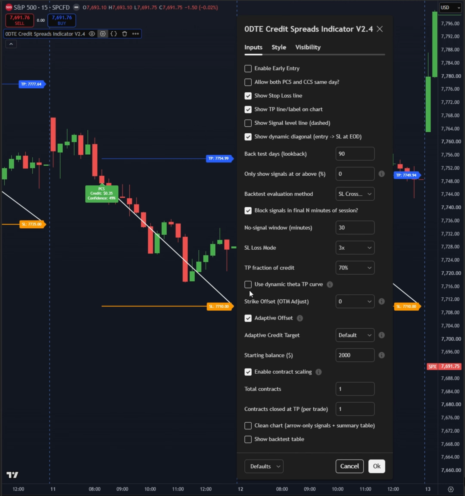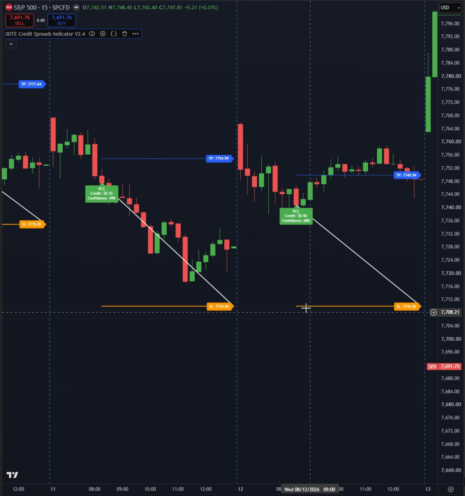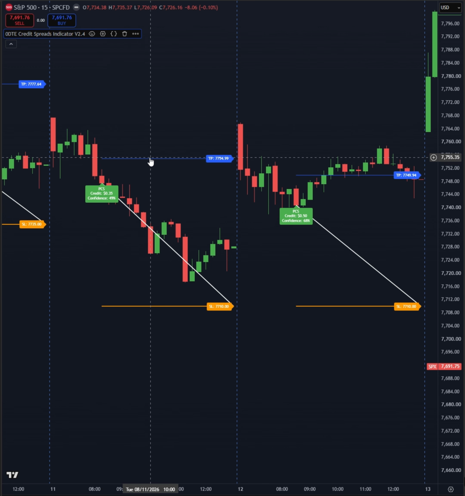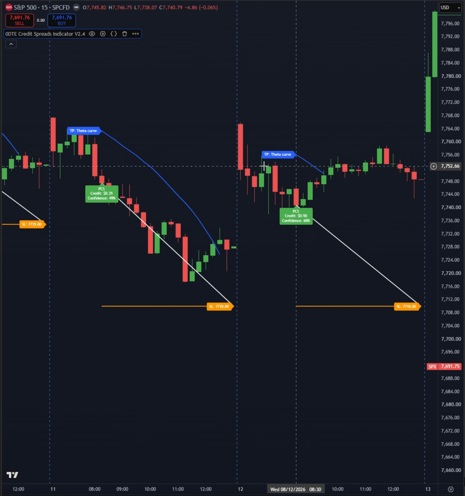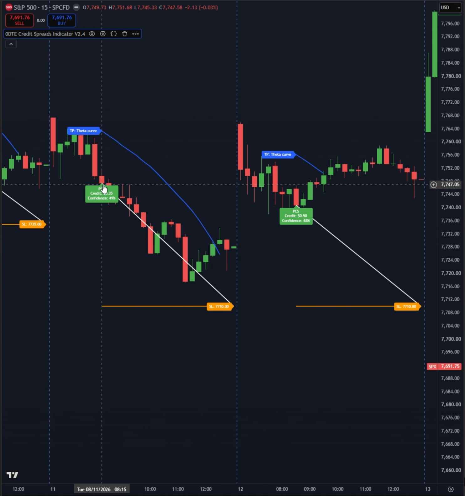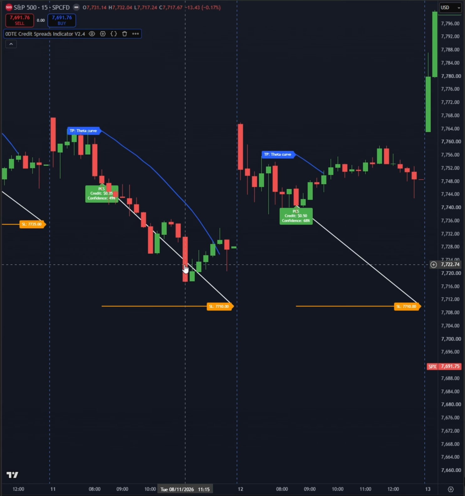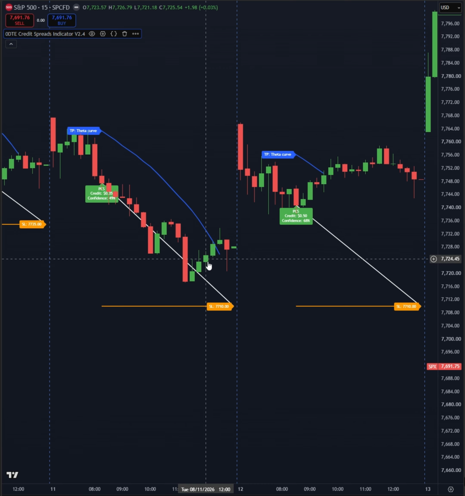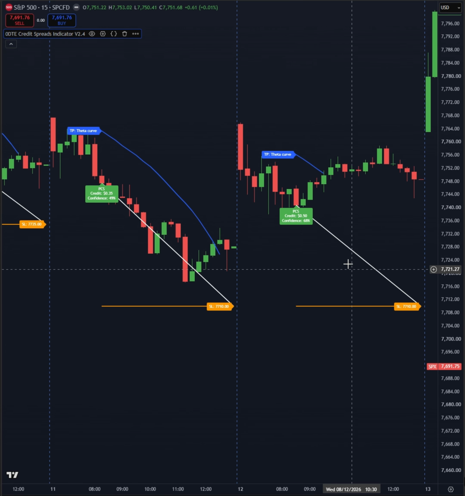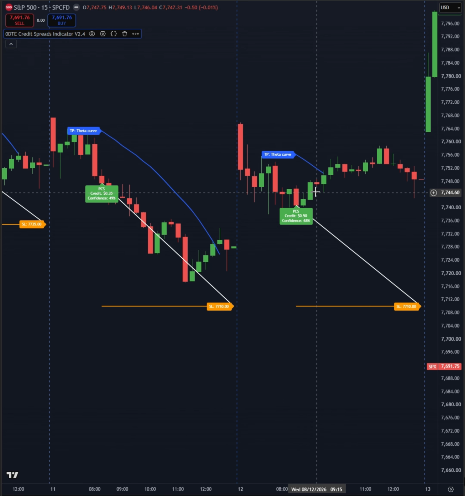So here it is, the use a dynamic theta take profit curve. You select that, and then your chart will update, showing that this 70% take profit is not a horizontal line, but more of a curve. So if I were to get in here, yes, I might be kind of breaking even, or maybe even losing a little bit, getting close to my stop loss at this point. But as price starts to revert back up in the direction that we want, you could have taken profit here for 70% of the credit. Same thing here, got in, price is moving in our favor, so you're taking profit there.